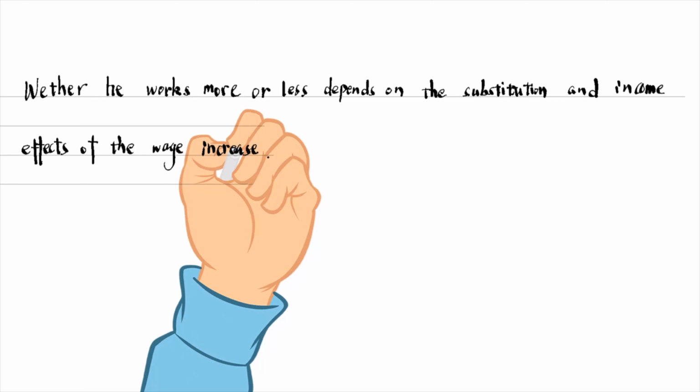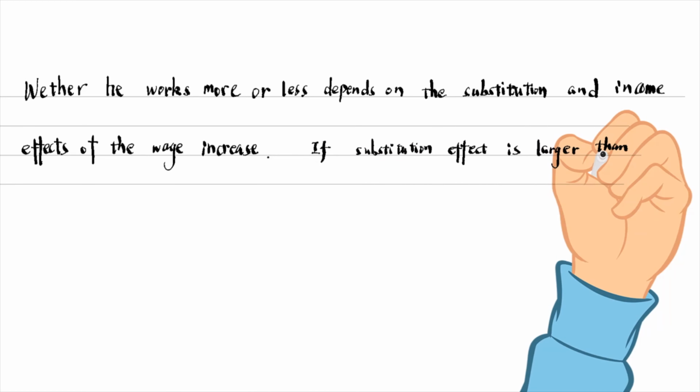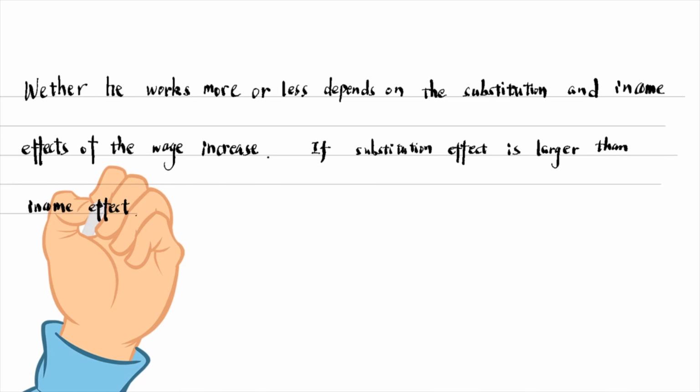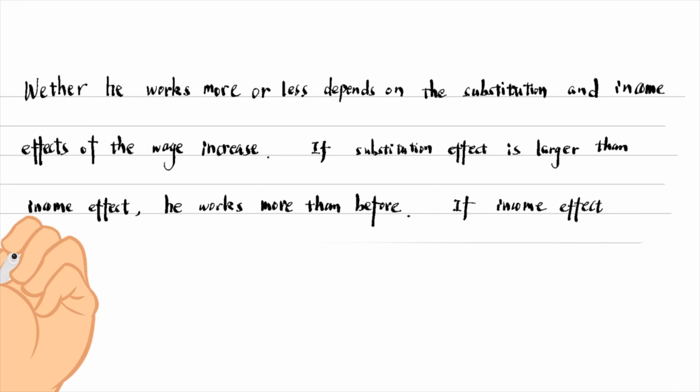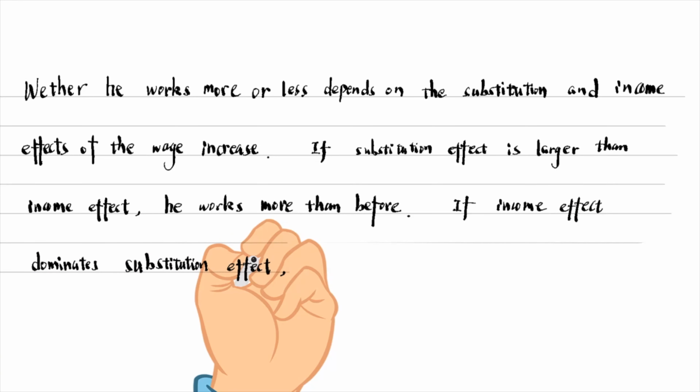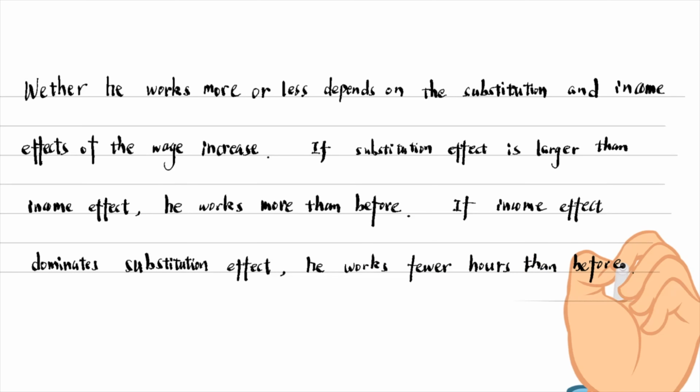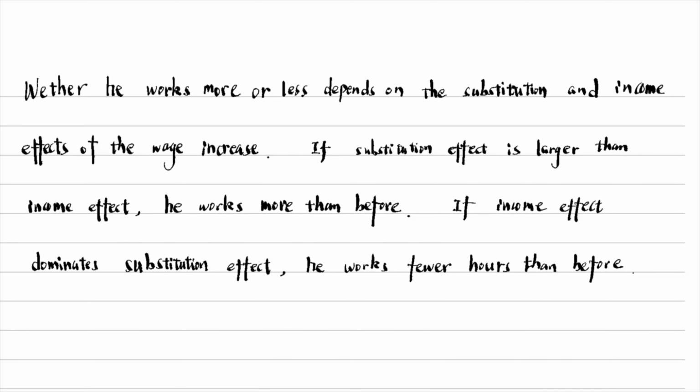He consumes less leisure and works more because leisure's price increases, which is the substitution effect. However, the income effect makes him consume more leisure and work less because his purchasing power increases with the pay raise. If the substitution effect is larger than the income effect, then he works more than before. E2 is to the left of E1. If the income effect dominates the substitution effect, then he works fewer hours than before. E2 is to the right of E1.